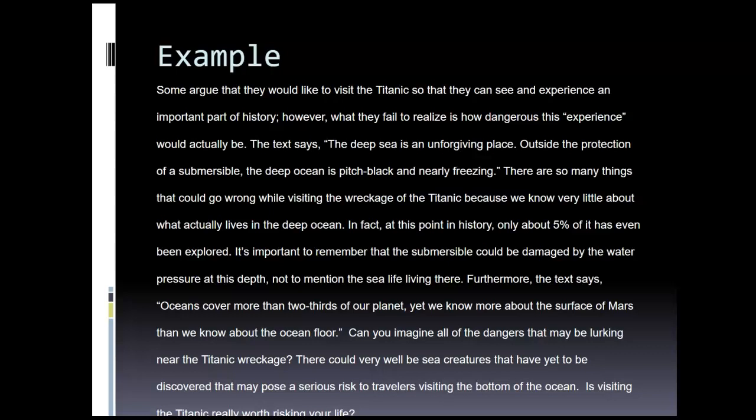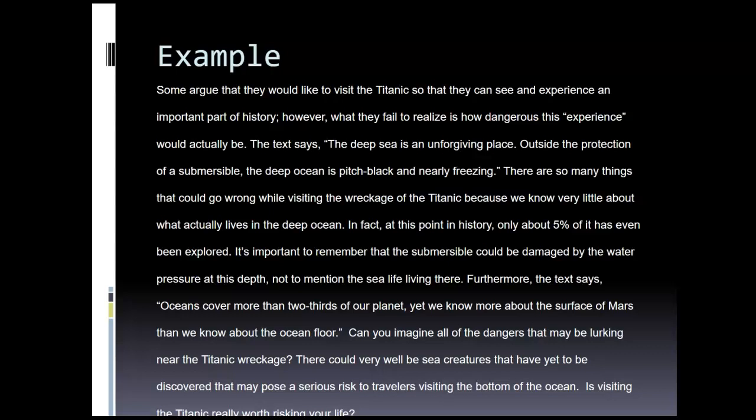The text says, "The deep sea is an unforgiving place. Outside the protection of a submersible, the deep ocean is pitch black and nearly freezing. There are so many things that could go wrong while visiting the wreckage of the Titanic because we know very little about what actually lives in the deep ocean. In fact, at this point in history, only about 5% of it has even been explored. It's important to remember that the submersible could be damaged by the water pressure at this depth, not to mention the sea life living there."